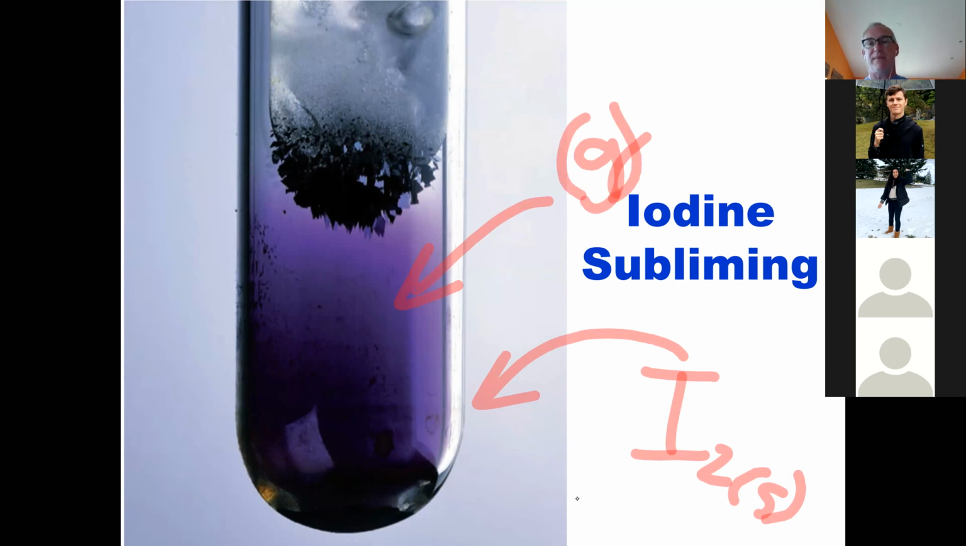Then you have another smaller test tube with some ice in it. You can see you get these really beautiful, really dark violet crystals where it turns back into a solid. That's called sublimation.